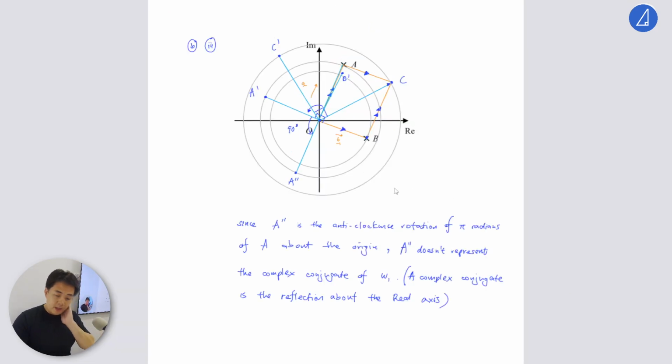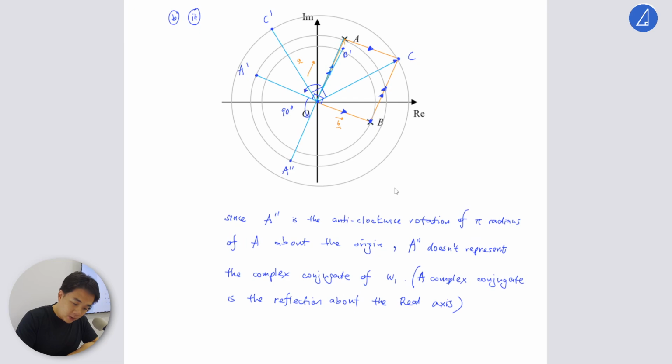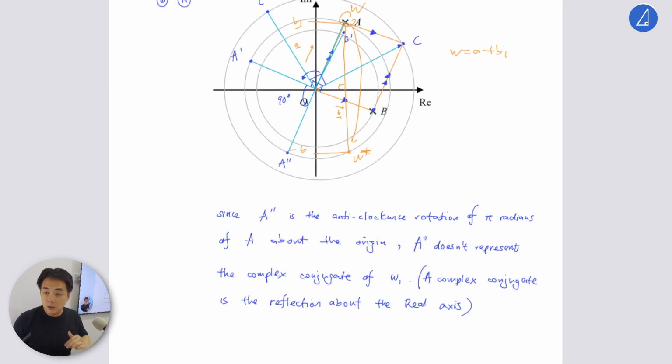So essentially, what you need to understand is this. For a complex conjugate to occur, it will be opposite here. This is A prime, because it will be a reflection about the y-axis. If this is W, this is W conjugate. If W is equal to A plus Bi, the top is B, then this is minus B. So it'll be a reflection about the real axis. But now, because you rotate 180 degrees about the origin anti-clockwise, obviously this is not a complex conjugate. So A prime prime doesn't represent the complex conjugate of W1.